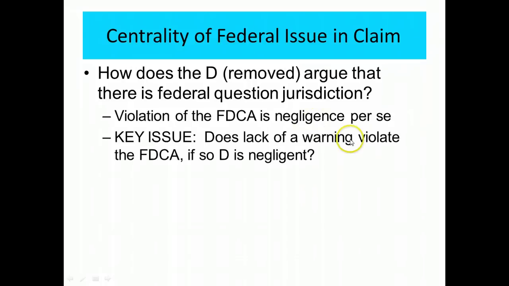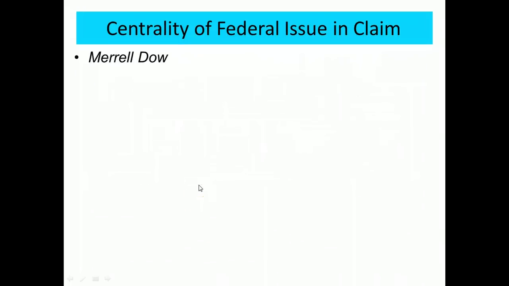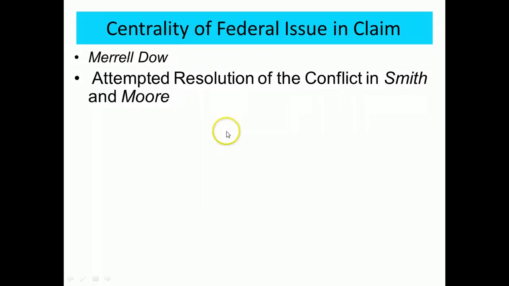So the key issue is going to be, does a lack of a warning violate the federal law? And if so, it means that the defendant's negligent. So we have to basically answer that question. It's a key question in the case. The court here decides that there's no federal jurisdiction and said that they're going to resolve the conflict between Smith and Moore by saying that, look, we want the Smiths of the world.